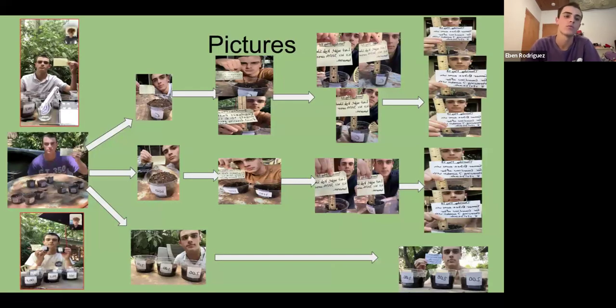Here are our pictures. These two in the top left and bottom left are of me and my partner, but we could not get a good angle of the plants when taking a FaceTime photo, so we didn't include them in these pictures.